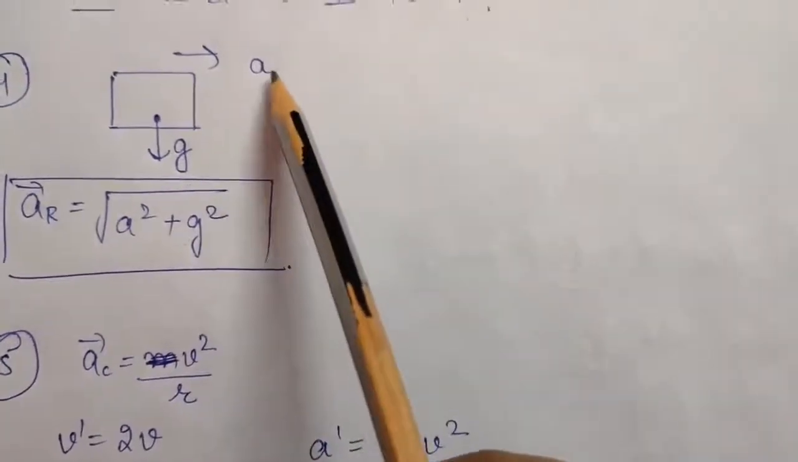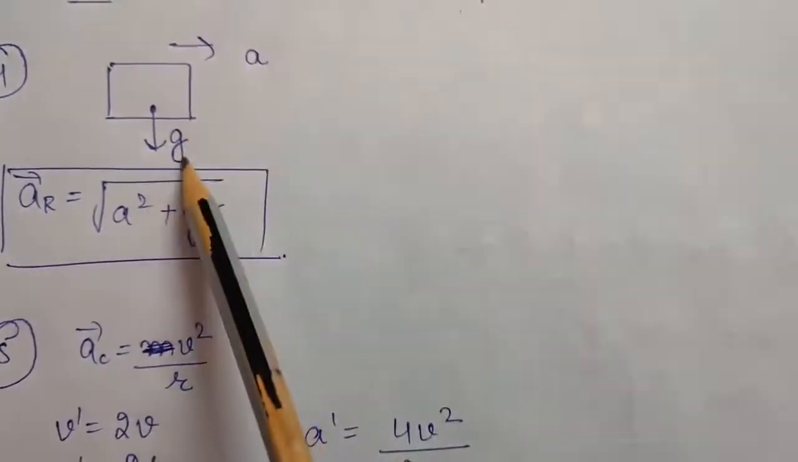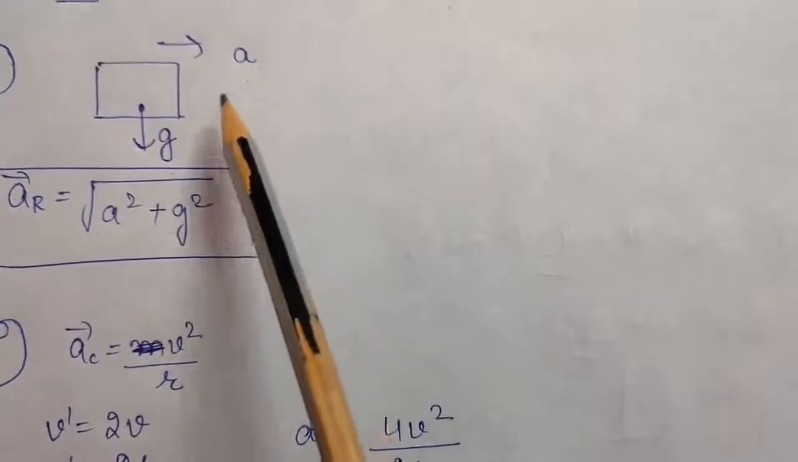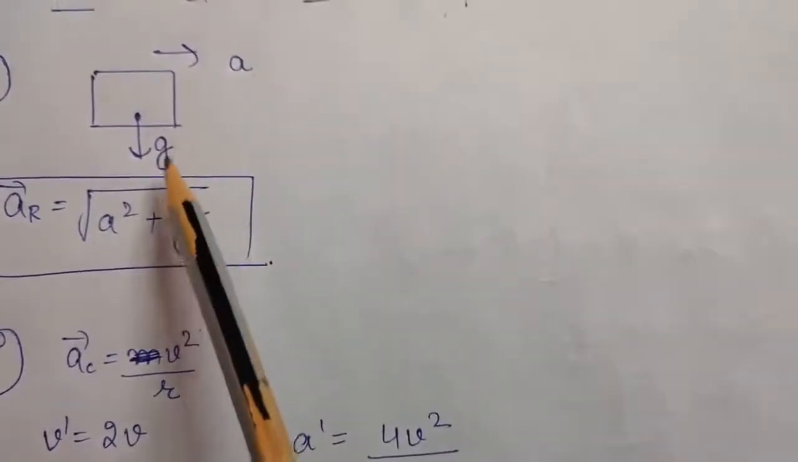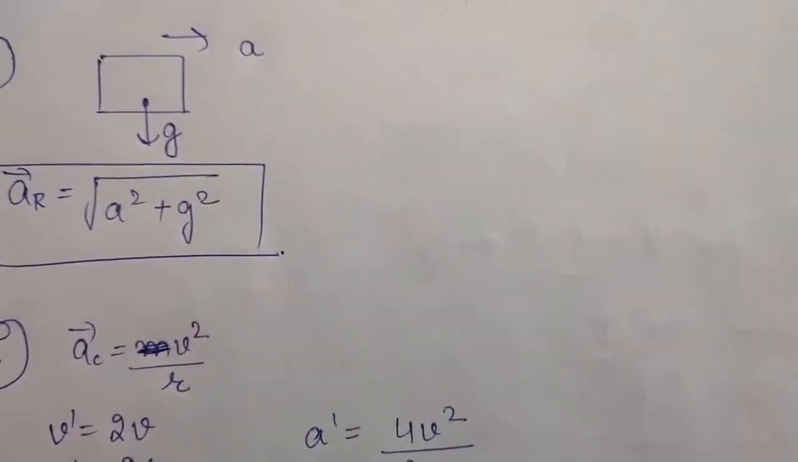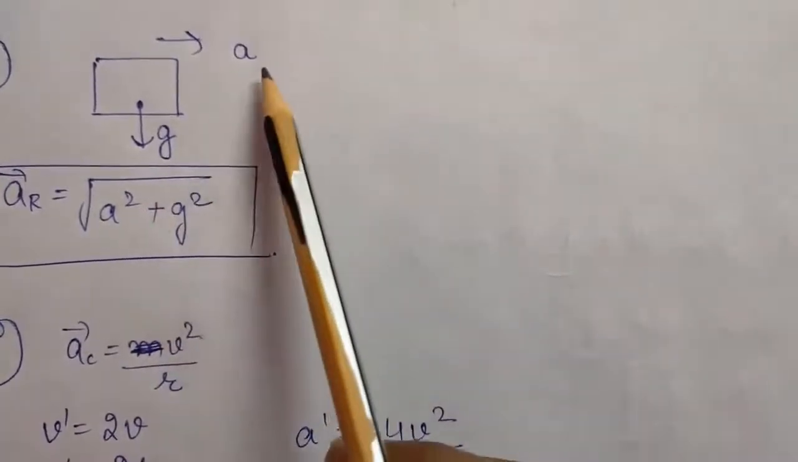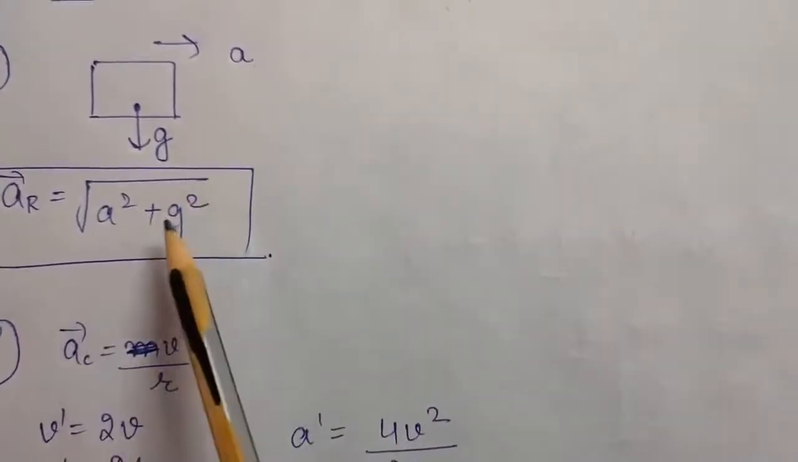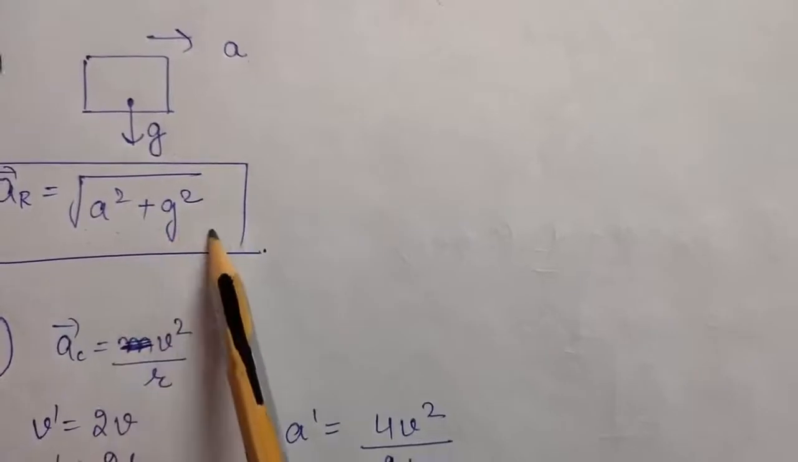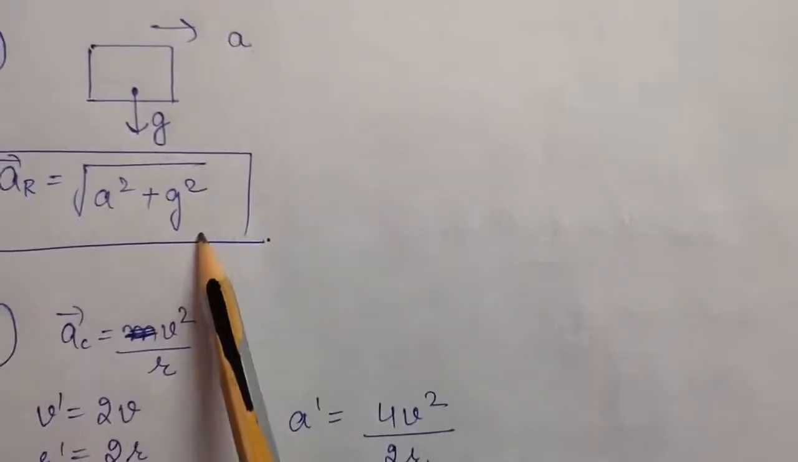Okay, you can just write it as a i cap minus g j cap, because this is in minus y axis. So this is in vector form. When you will calculate magnitude, that will give you under root of a square plus g square. This acceleration is with respect to carriage.